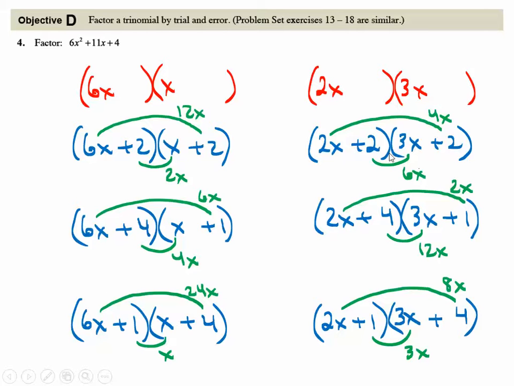How about this one? Should we look at this one? Nah, because the 2 and the 2. Yep. How about this one? Nah, 2 and the 4.